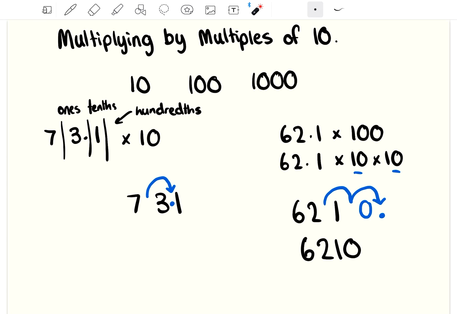Okay, now what if we want to multiply it by a multiple of 10 instead? So I might just rub this out.